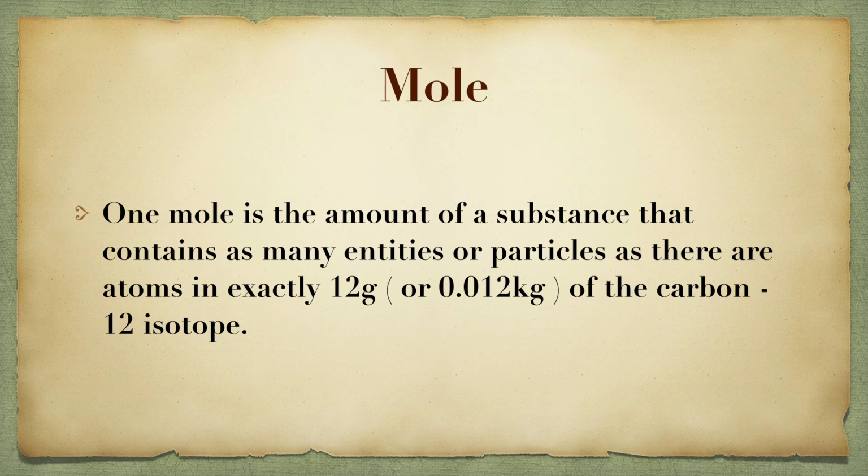One mole is the amount of substance that contains as many entities or particles as there are atoms in exactly 12 gram or 0.012 kilogram of the carbon-12 isotope. Basically, what is a mole? Mole is a quantitative term like dozen. That is nothing but called a mole.